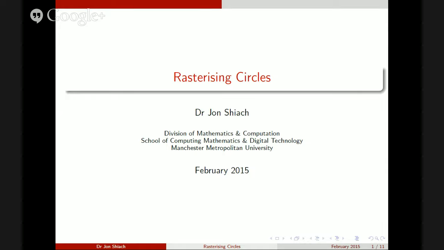Now, the reason why Bresenham's algorithm is so good is it only ever uses integers, only ever uses whole number arithmetic. Ideally, with circles, we'd also like a method which only ever uses whole numbers, and thankfully we have one. So that's what we're going to be looking at this morning. It follows the same sort of concept as Bresenham's algorithm, as we'll see.